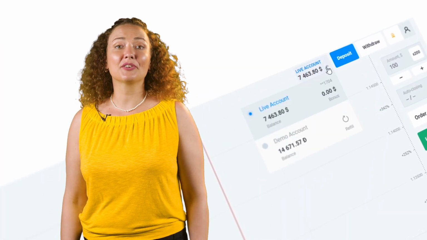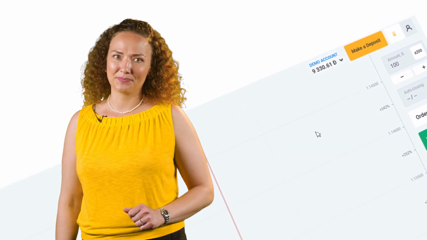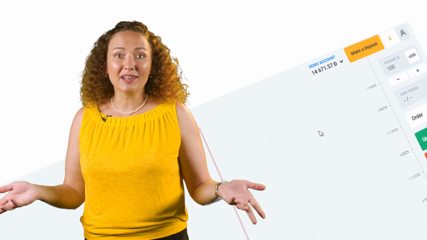I bet your fingers are itching to try it out, right? Well, here's another awesome benefit. You can start right now with a demo account. Practice trading using virtual funds. Try out and practice trading on FTT and Forex using any assets for as long as you like.